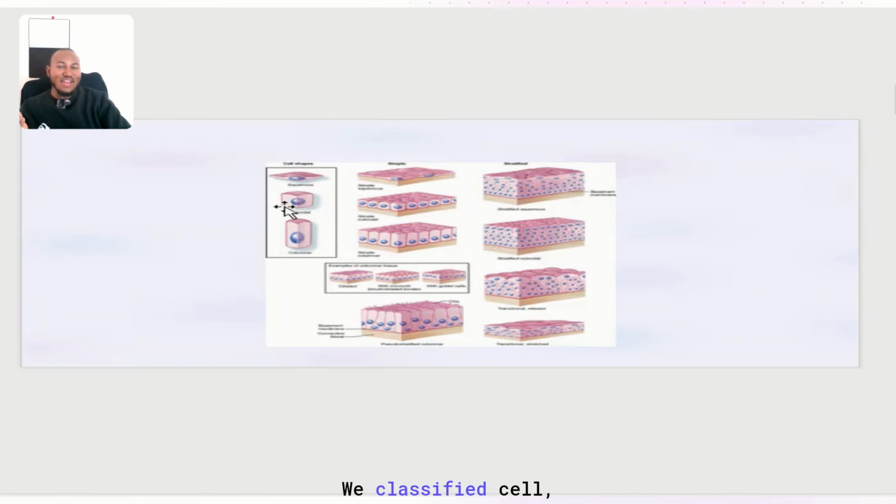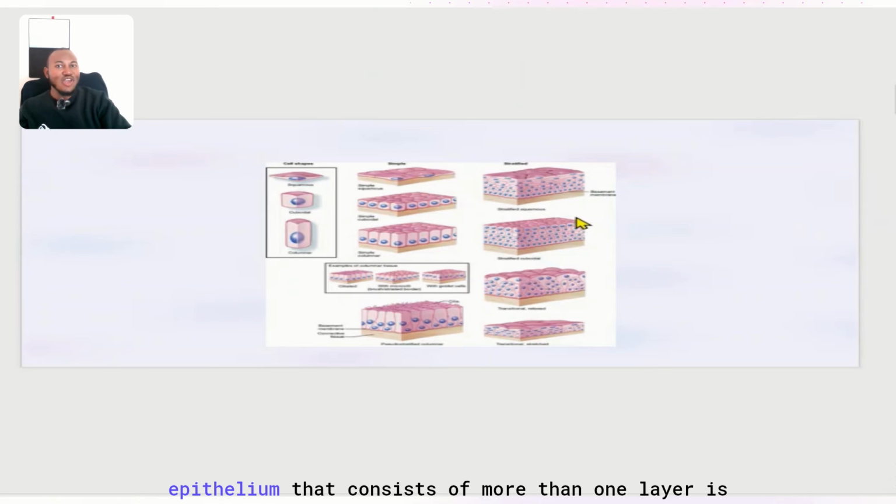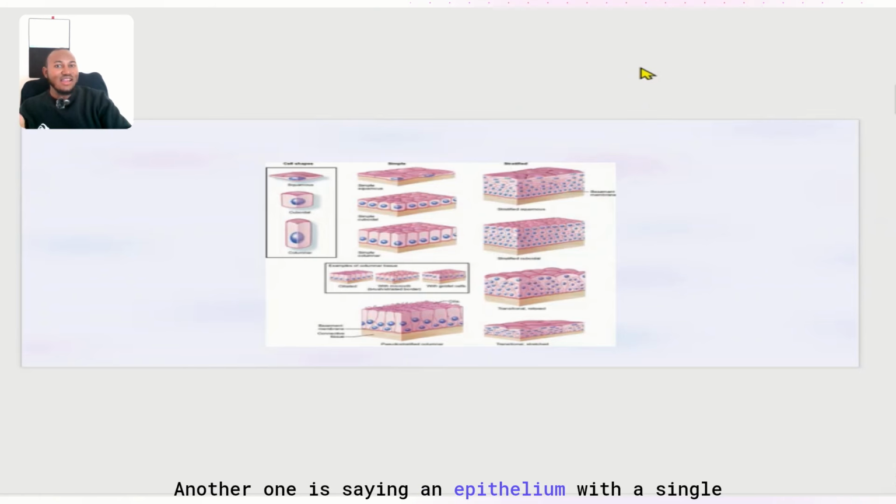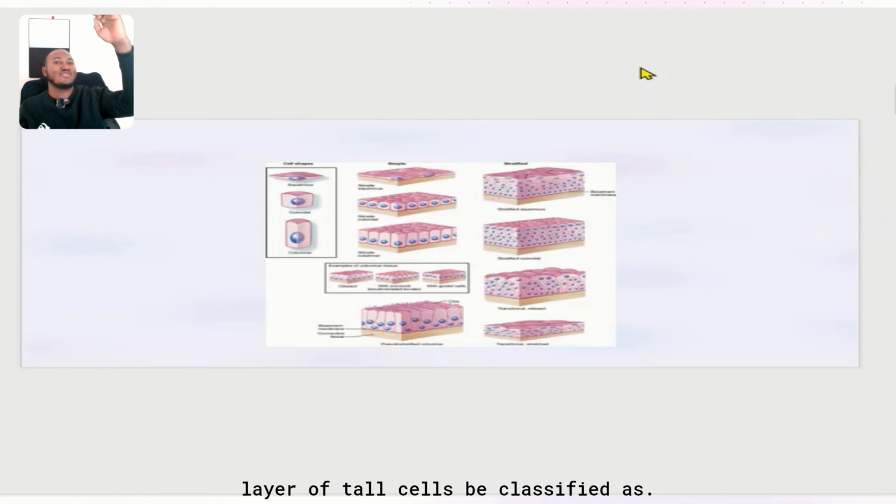What did we discuss? We classified epithelium in terms of cell shapes and layers. Cell shapes: squamous, slim or flat, like pizza; cuboidal, like a cup for drinking water; columnar, columns. In terms of layers, we have one layer, all of them touching the basement membrane, which is simple. Staying above each other, some of them not touching the membrane, which is stratified. Then we have pseudostratified, that is pretending. So the question is, epithelium that consists of more than one layer is called what? Stratified.